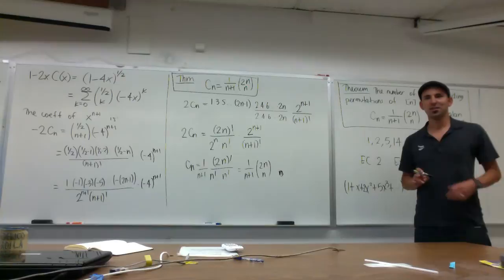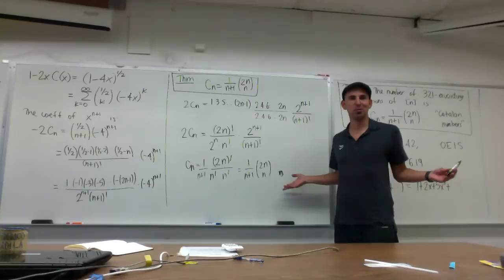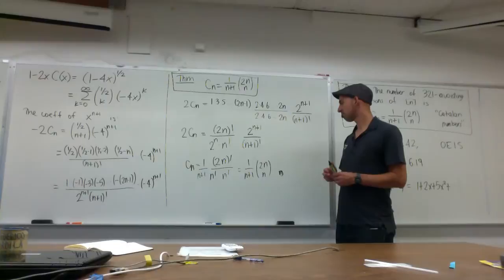So this is this kind of magic that generating functions let you get away with. I would argue that we still have no idea why the Catalan numbers are equal to this, but we have a proof. Having a proof is better than not having a proof. So those are the Catalan numbers.